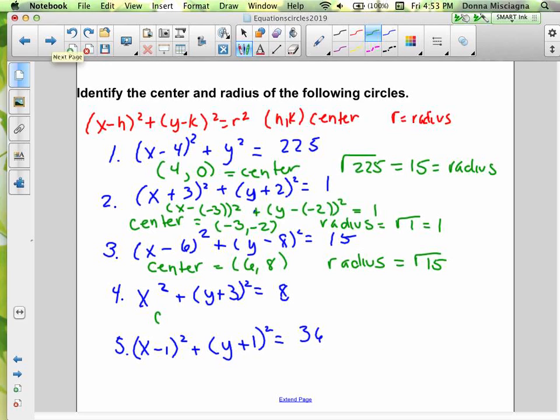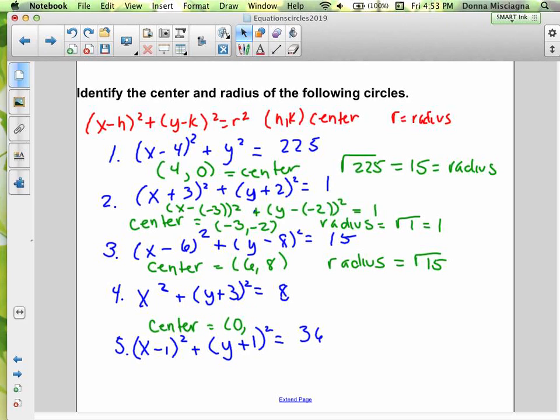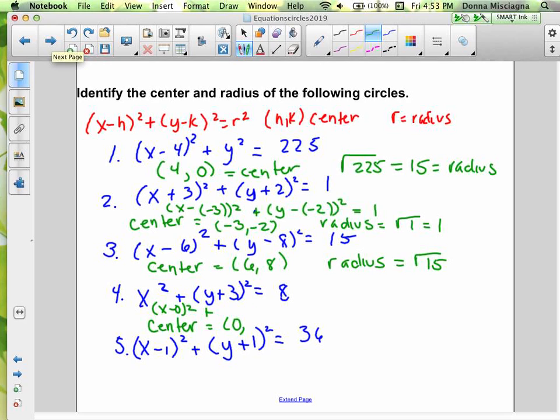All right, so the center, there's nothing added to x, so the x coordinate is 0. So this is really x minus 0, right, because we have nothing added to x. And I'm writing that in just because I'm going to have to rewrite the second part. If it's plus, that means it was really y minus a negative 3. Right, so the center is (0, -3).